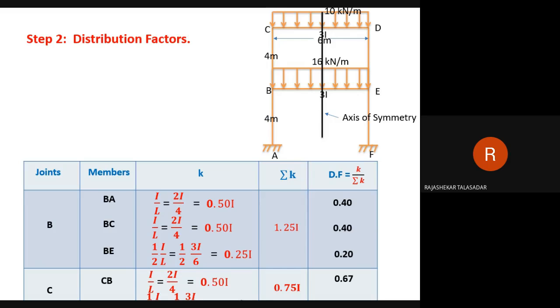Similarly, now let us go to this joint. One member is CB, another is CD. CB is I by L, but I is 2I. That is 2I by 4. If you simplify that, it will be 0.5I. What about CD now? How to take K of CD?